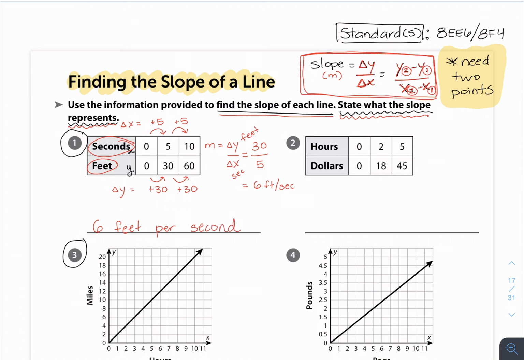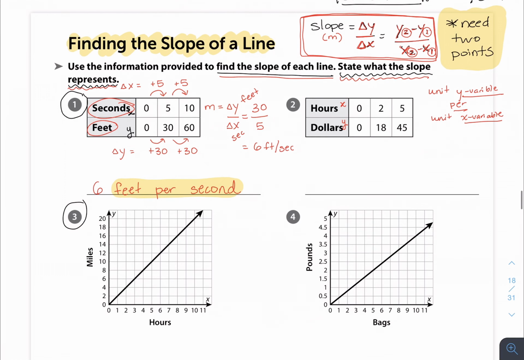So the easiest way for you to find out what your unit is for your slope is to take the unit for the y. So your unit for your y variable per your unit for your x variable. So for question number 2, your x is hours and your y is dollars. So that's going to be dollars per hour. All right, it works every time.